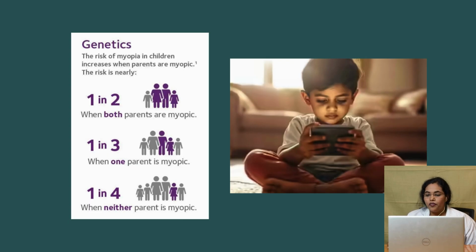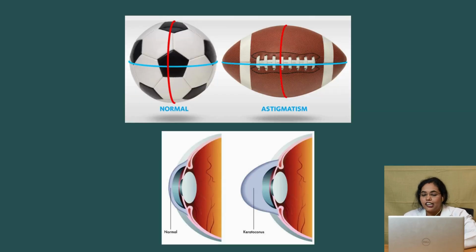Now let's talk about lifestyle changes. Constant or increased close work, like a lot of time spent reading or increased use of digital screens, and less time spent outdoors is a triggering factor of myopia in children. Like you see in this image, every possible child I see nowadays has a digital gadget in their hand. The last one is astigmatism.